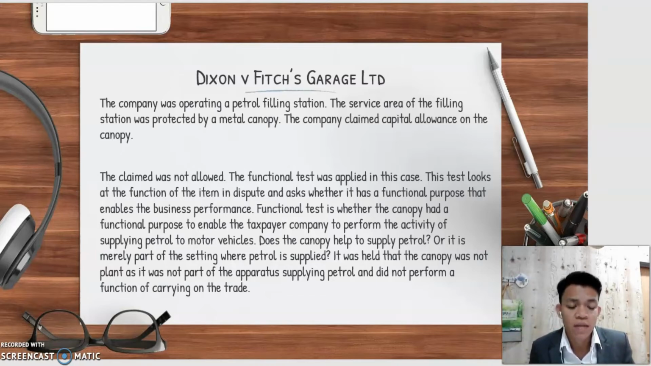The functional test was applied in this case. This test looks at the function of the item in dispute and asks whether it has a functional purpose that enables the business performance. The functional test is whether the canopy had a functional purpose to enable the taxpayer company to perform the activity of supplying petrol to motor vehicles. So does the canopy help to supply petrol, or is it merely part of the setting where petrol is supplied? It was held that the canopy was not plant as it was not part of the apparatus supplying petrol and did not perform a function of carrying on the trade.